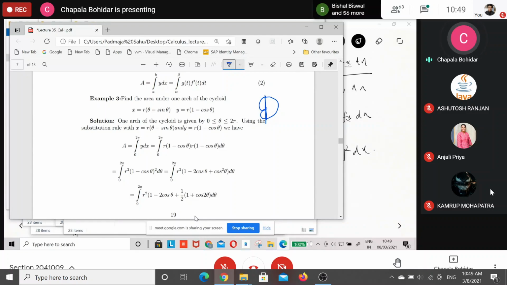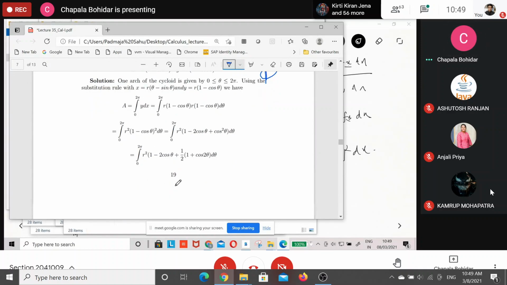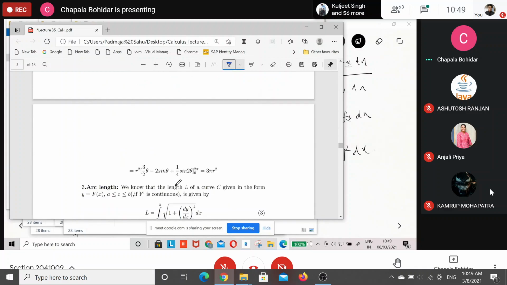Okay. So here it is. Solve (1 minus cos theta) square d theta. Our parameter here is theta. So by solving, it is converting to cos square theta, that is (1 plus cos 2 theta) by 2 d theta, and this is our 1 minus cos 2 theta. Then we solve, getting the value 3 pi r square.